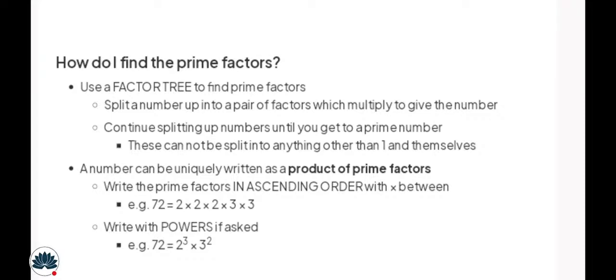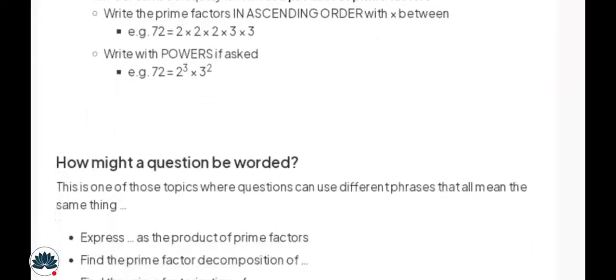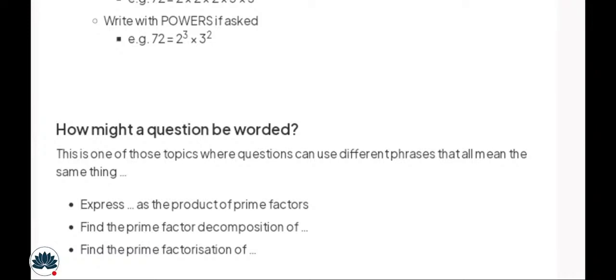Now look at this example: 72 is equal to 2 multiplied by 2 multiplied by 2 multiplied by 3 multiplied by 3. These are the prime factors of 72. Or if required, you can write it in powers: 2 to the power 3 multiplied by 3 to the power 2, as 2 is written 3 times and 3 is written 2 times. So what are the prime factors of 72? The numbers 2 and 3.